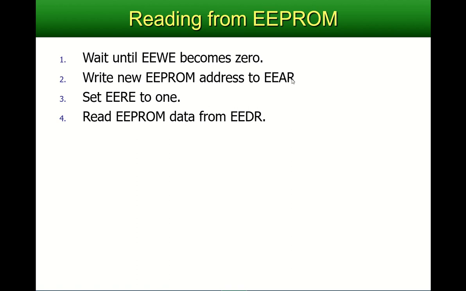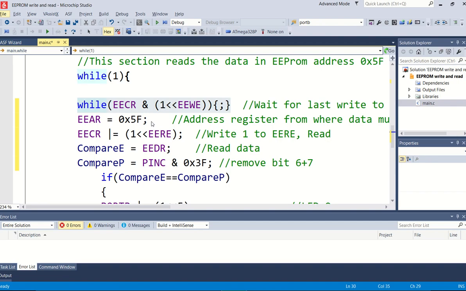Write your new EEPROM address into EEAR. So you want to tell this device where you want to read from. In my case, I will say I want to read from address 5F. Again, I could have just said EEARL. It would have also worked, but then I should have also said EEARH must be 00 hex. Then I'm sure I can't go wrong. But nothing prevents you from just using this name, which is the combination of the low and the high address register.